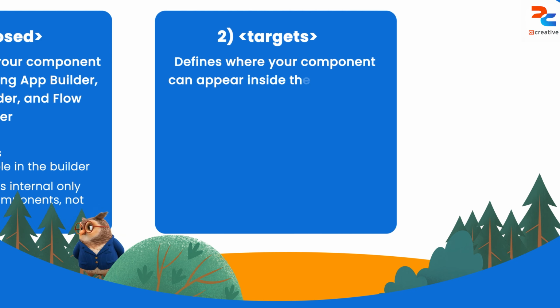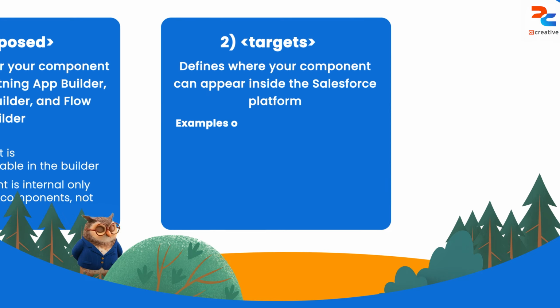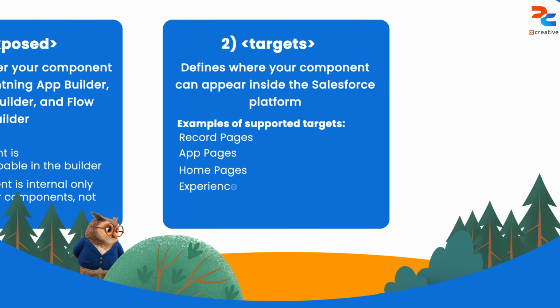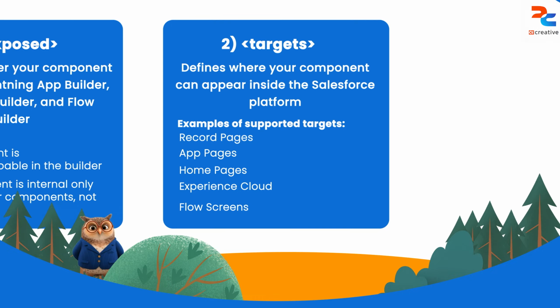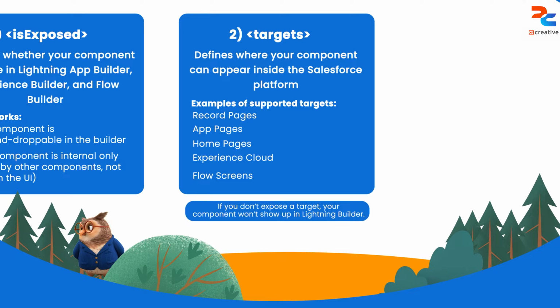Next is the targets tag. This section tells Salesforce where your component can appear. It lists the different placement contexts supported, for example, whether the component can be used on record pages, app pages, home pages, community pages, or flows. Each target corresponds to a specific part of the Lightning platform where the component is allowed to be added.